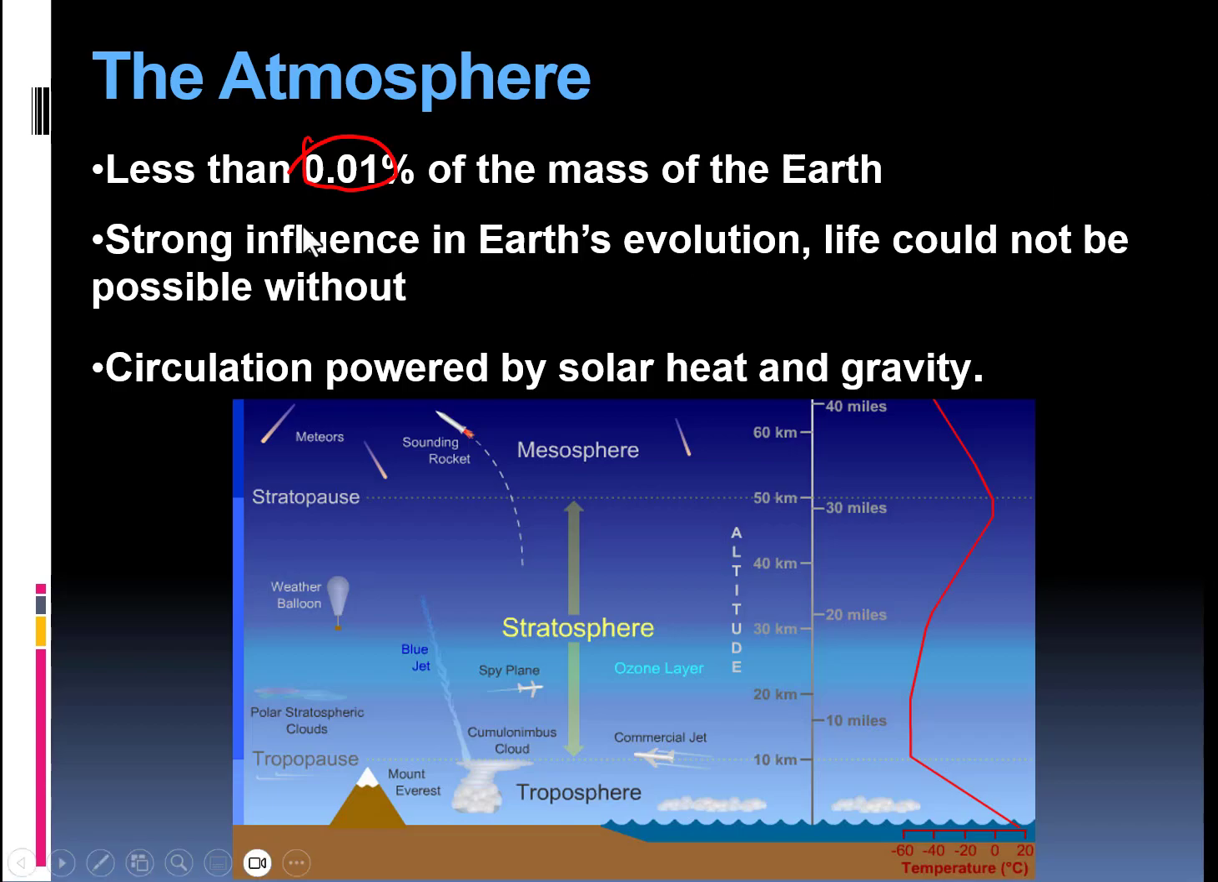It has a very strong influence on the Earth's evolution. You know that we would not be here without the atmosphere. Life couldn't have started and evolved without the atmosphere. And it is circulating all the time. You know, we have all these horrible storms and air movement, and this circulation is powered by the heat. That's what makes the air move up. And of course the gravity, which makes it move back down.